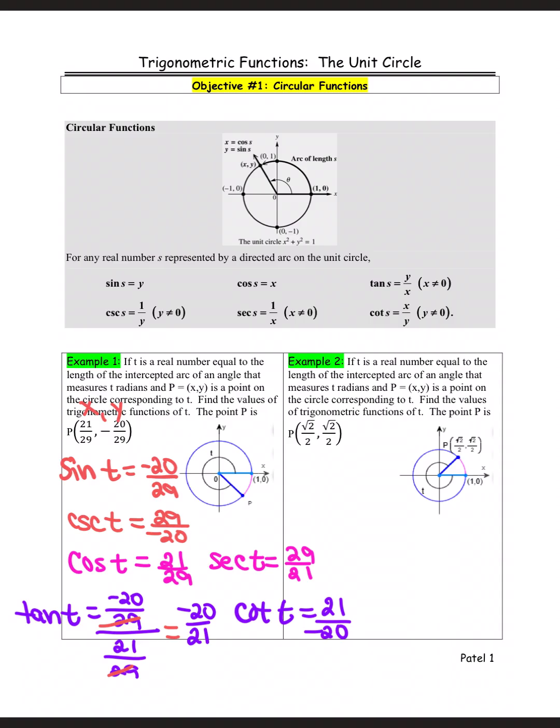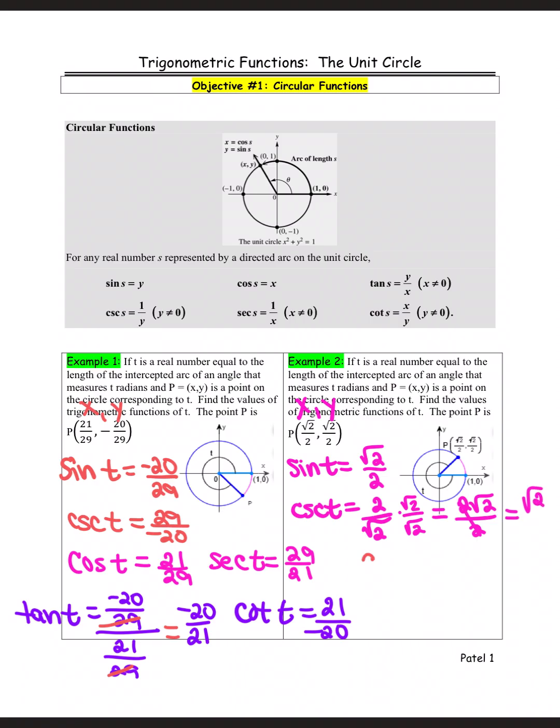Example 2, we are given, once again, a point, which in this case is square root of 2 over 2, comma, square root of 2 over 2, and we're finding the trig function values associated with the angle t. So we have our point x, comma, y. So sine of t is equal to y, which is square root of 2 over 2. Cosecant of t is equal to 2 over square root of 2, the reciprocal. If I multiply by square root of 2 over square root of 2, that'll give me 2 square root of 2 over 2, which simplifies to just square root of 2.